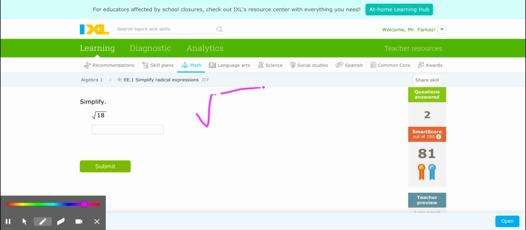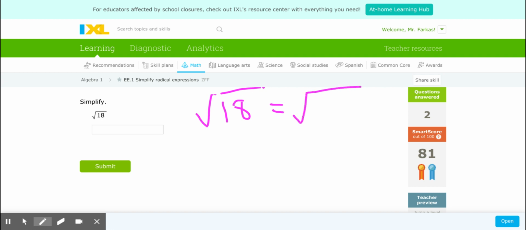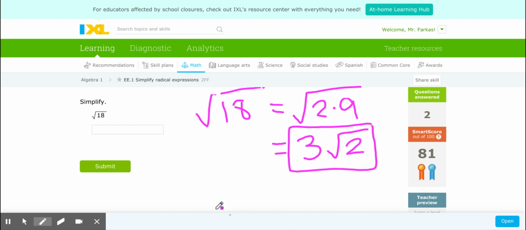The square root of 18. Let's see, the factors of 18 are 1 times 18, but 18 is not a perfect square. 2 times 9, 9 is a perfect square. 9 is 3 times 3, right? So since the square root of 9 is 3, we can take it out and write it as a 3, but the square root of 2, the 2 is still left inside. So our answer is 3 times the square root of 2.